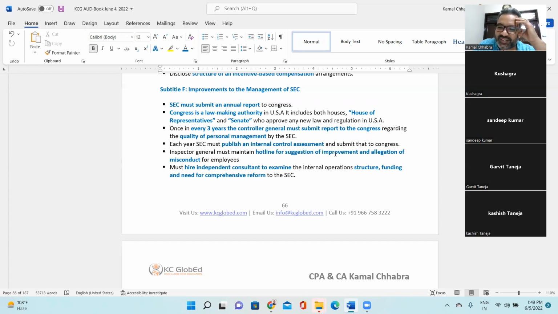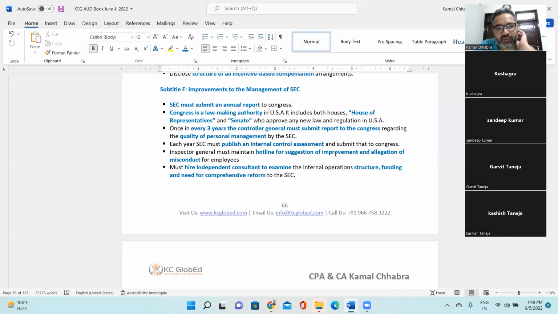What is Congress? Congress is the Senate and House. Sir, as you said, like Rajya Sabha and Lok Sabha, they will be submitting the report. Yes. For example, how the CAG reports to the Parliament.